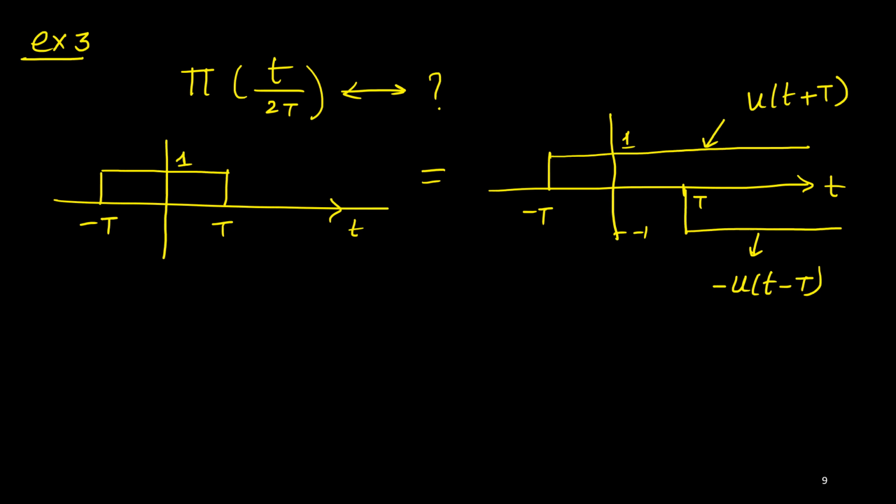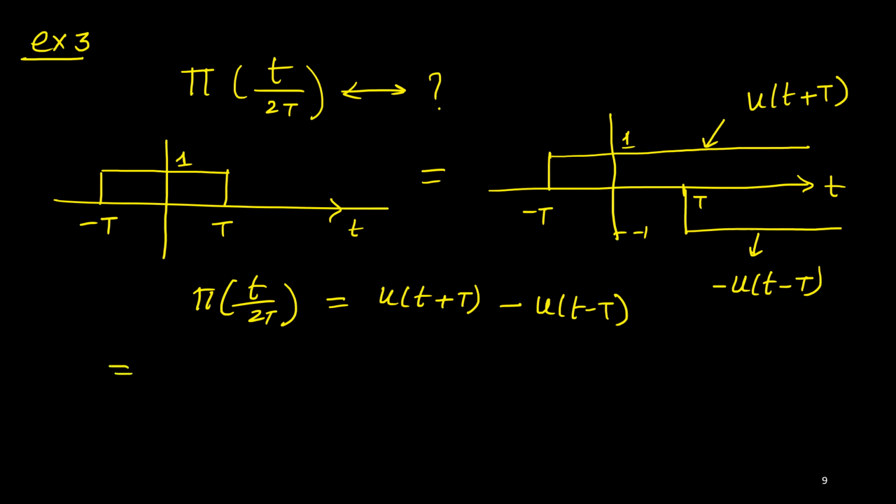Because this signal is 1 when it is more than minus T, and this signal is 1 minus 1 when it is more than capital T. So within this time, minus T to plus T, its value will remain 1, and outside it will become 0. Therefore, this pi t upon 2T, I can write as u of t plus capital T minus u of t minus capital T.